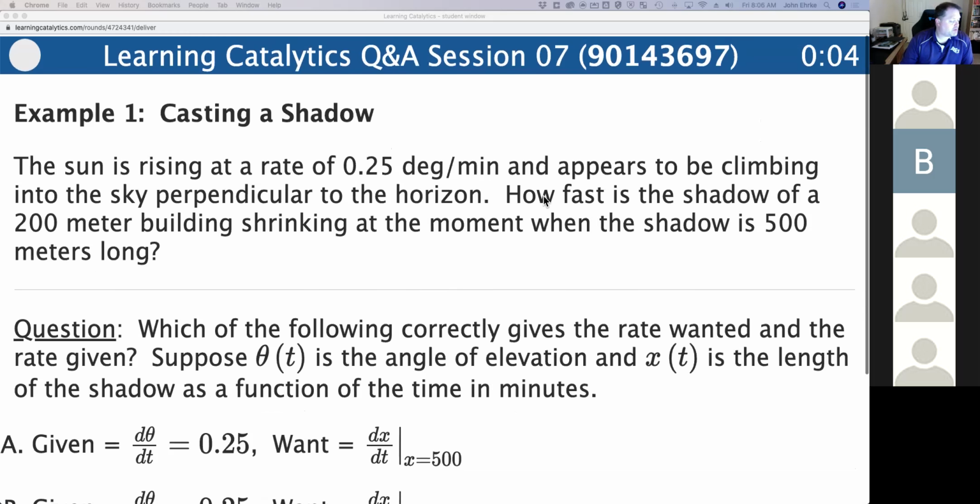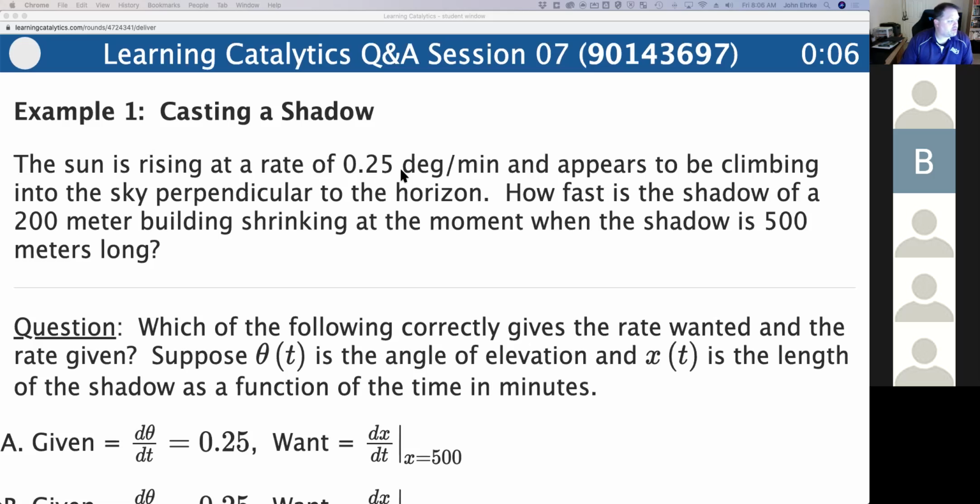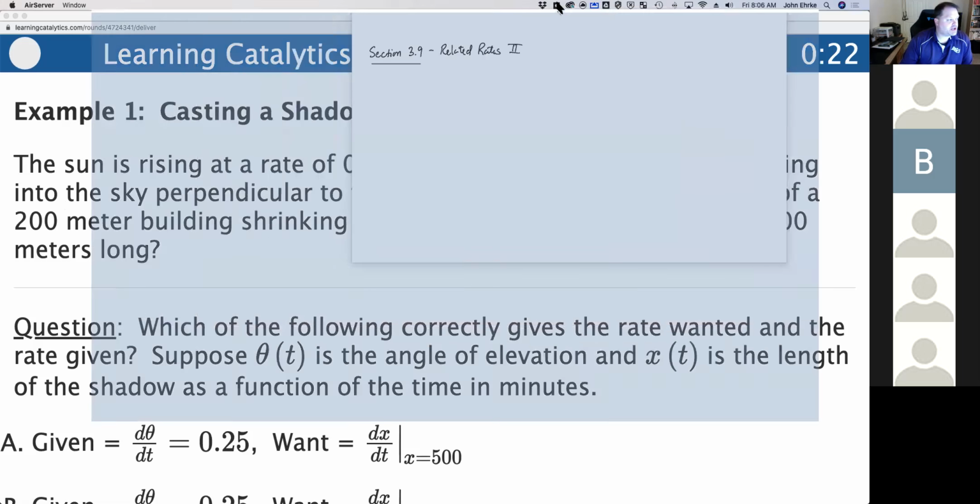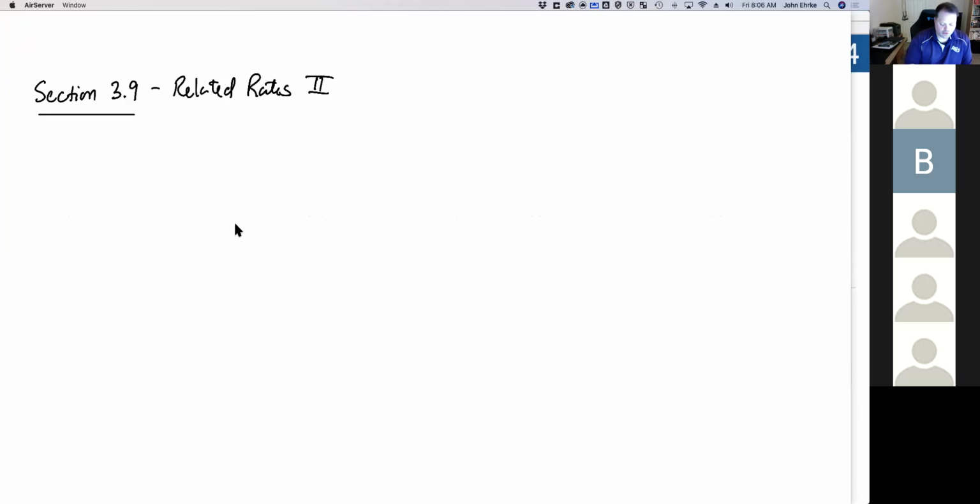All right, so the first problem here: the sun is rising at a rate of 0.25 degrees per minute, and it appears to be climbing into the sky perpendicular to the horizon. How fast is the shadow of a 200-meter building shrinking at the moment when the shadow is 500 meters long? Let's draw the picture together, and then I'll give you a chance to tell me what the rate is that you want and the rate that you're given.